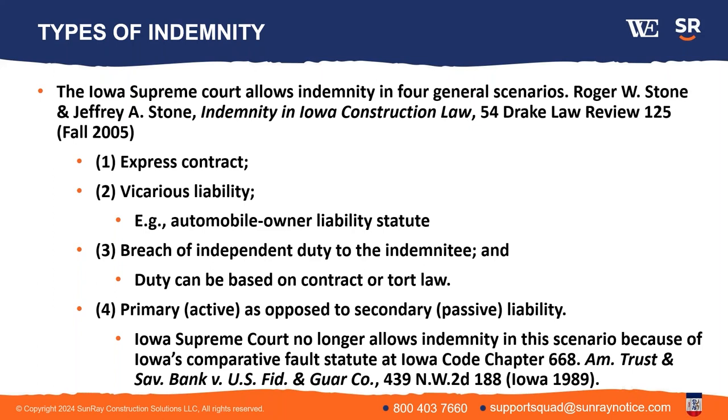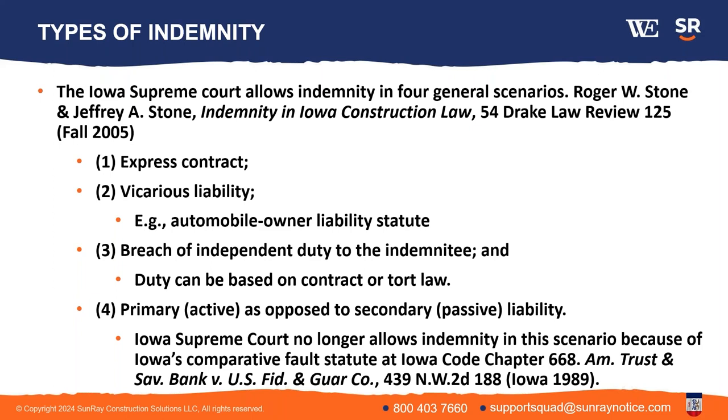So that's an example of vicarious liability. So an owner could have an indemnity claim against the driver if the driver is the one that caused damages that caused the owner to get sued. The third one is the breach of an independent duty to the indemnity. And that's a general, broad term that this law review article I cite discusses in depth. I'm not going to get into any detail here, but it can be based on contract or tort law.